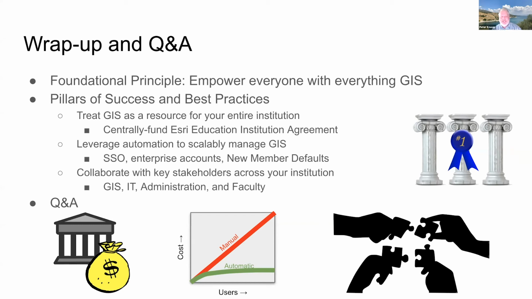And to really succeed at that and follow the best practices, it's really the approach of treating GIS as a resource for your entire institution, things like centrally funding the agreement, and leveraging all this automation to make it scalable to manage GIS. So you can spend very little time managing the software once you've set up single sign-on, enterprise accounts, pick some new member defaults to work with.